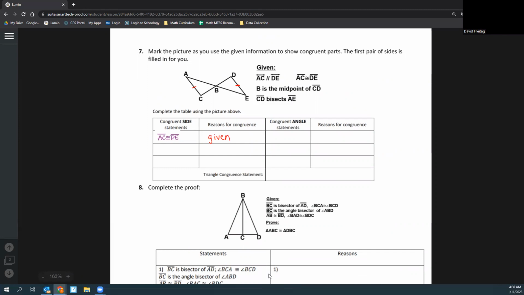The others aren't really talking about any kind of congruent sides or angles. It's talking about using our information to help us. And so the first piece of information I'm going to look at is the fact that B is the midpoint of CD. B is the midpoint of C to D, which means that this is the same as this. So I can make the statement CB is congruent to BD because it's the definition of midpoint.